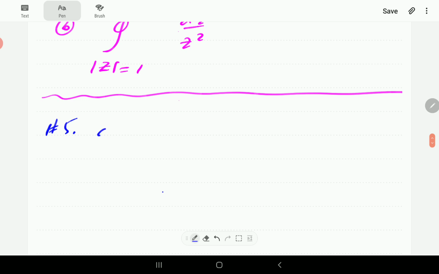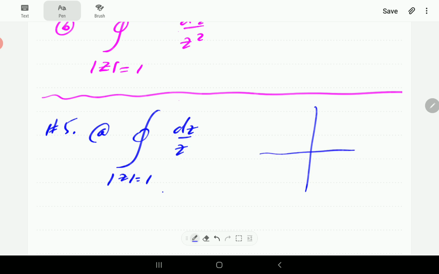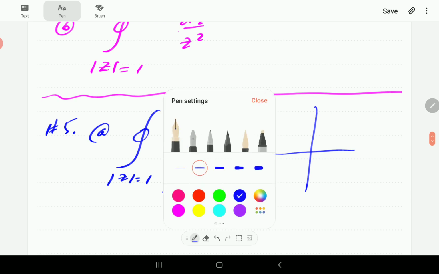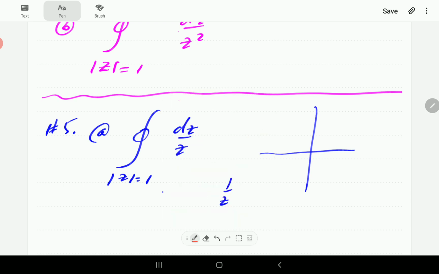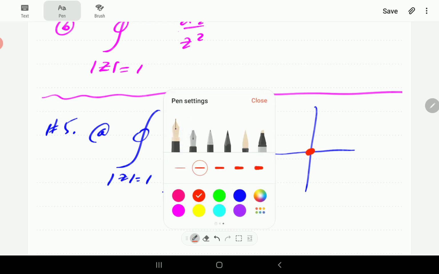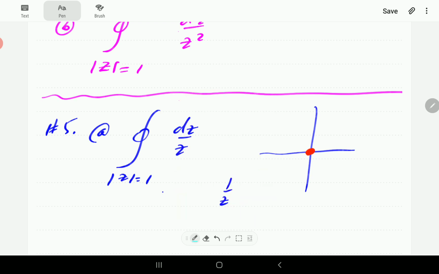So number 5A, we have dz over z. We're evaluating this around the circle. Our integrand is the function 1 over z. Now this function is going to be singular at the origin when z equals 0, so we've got a singularity here. Then we are integrating around the unit circle.